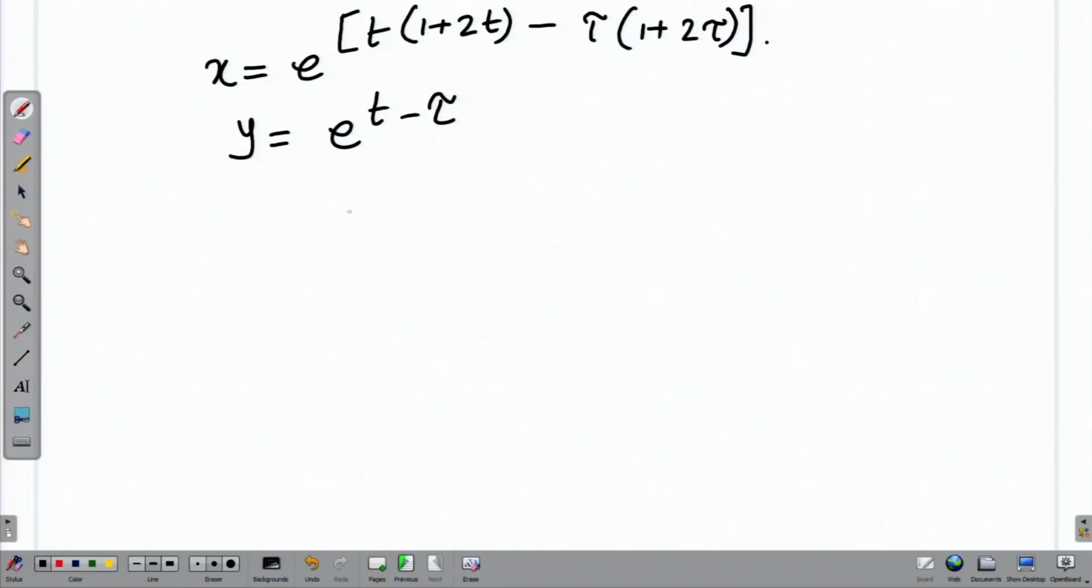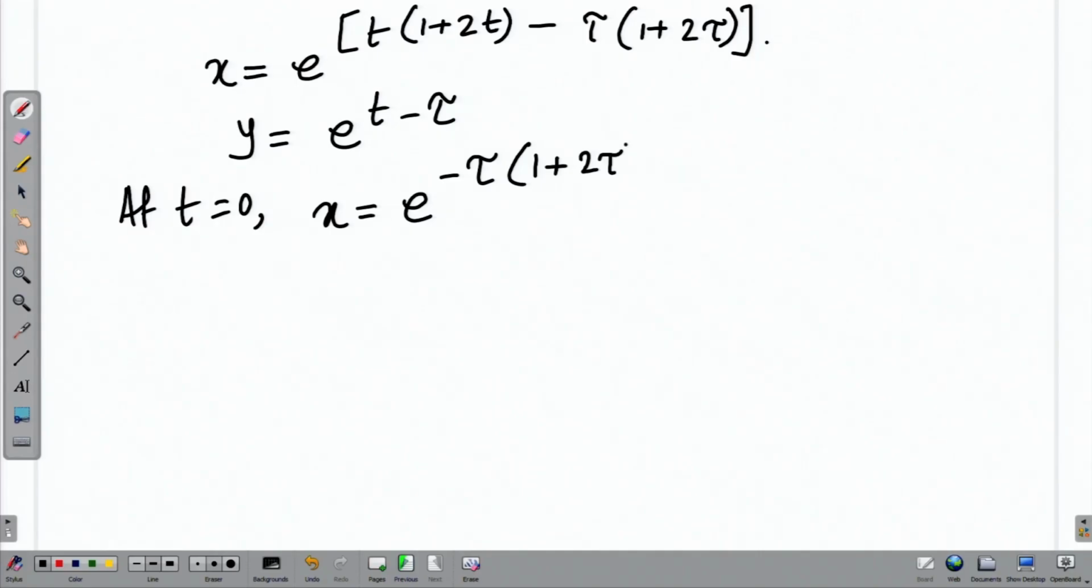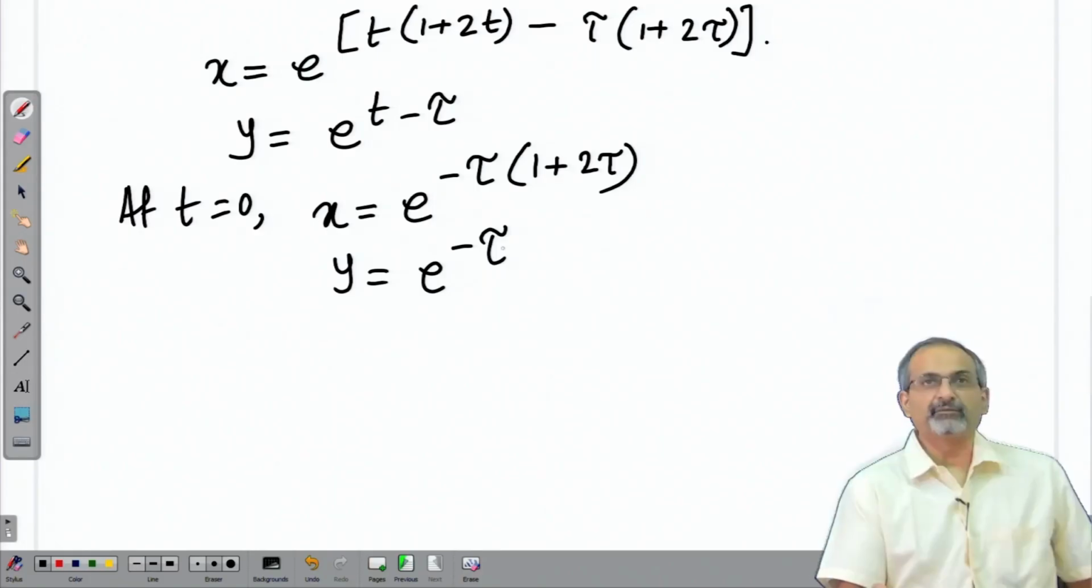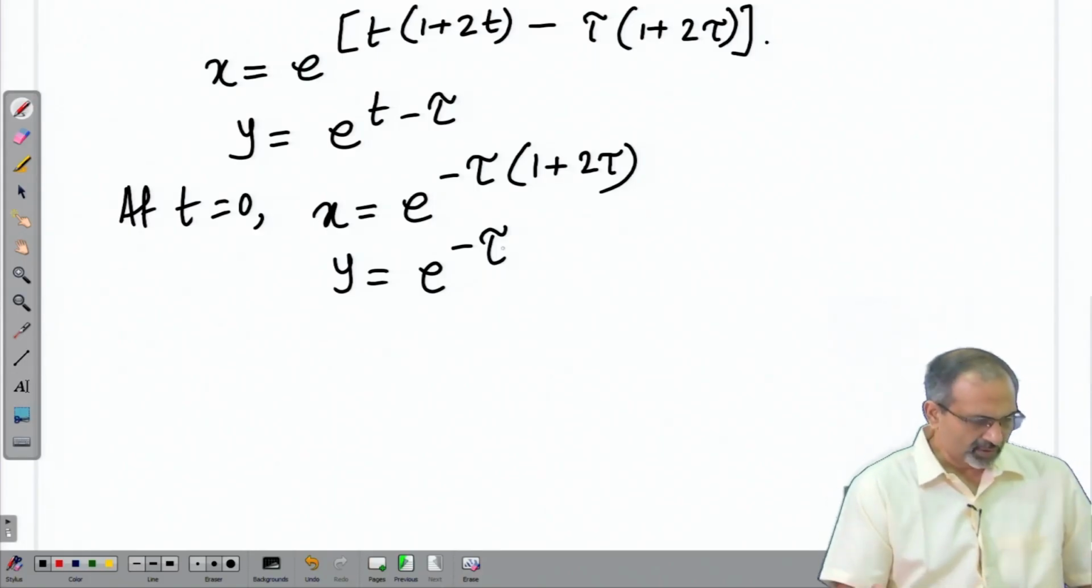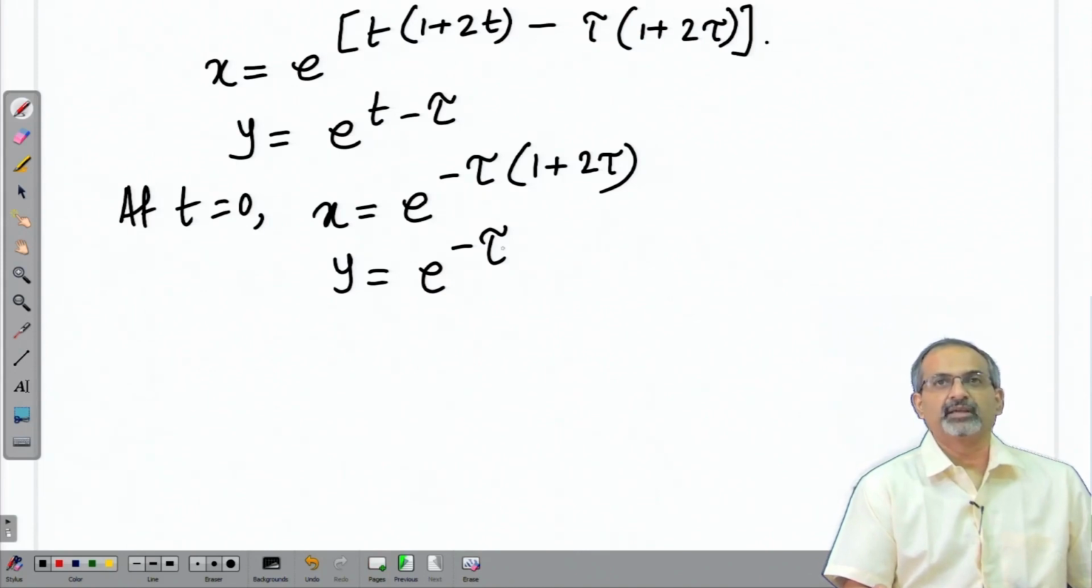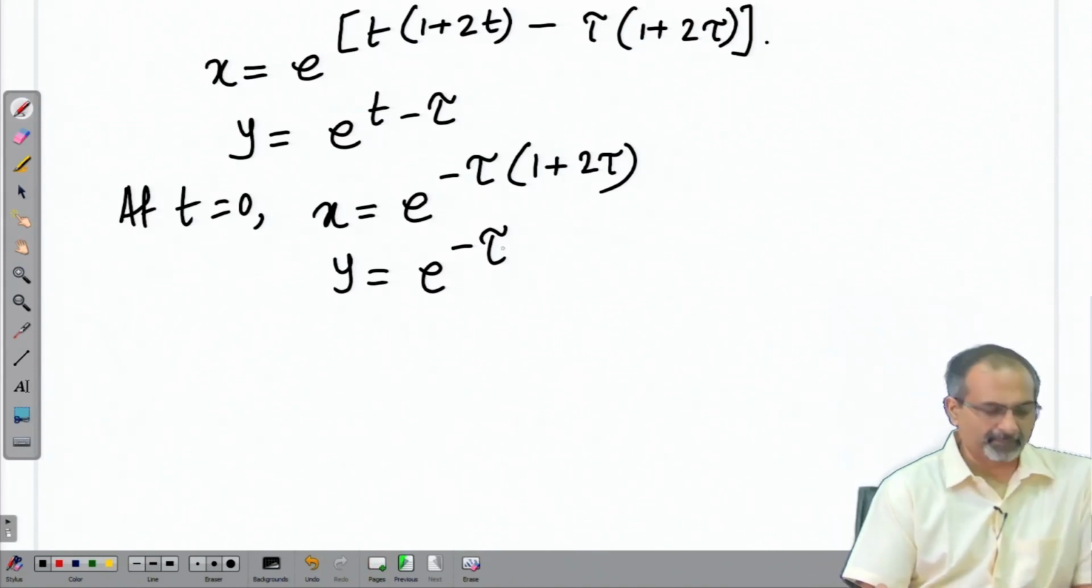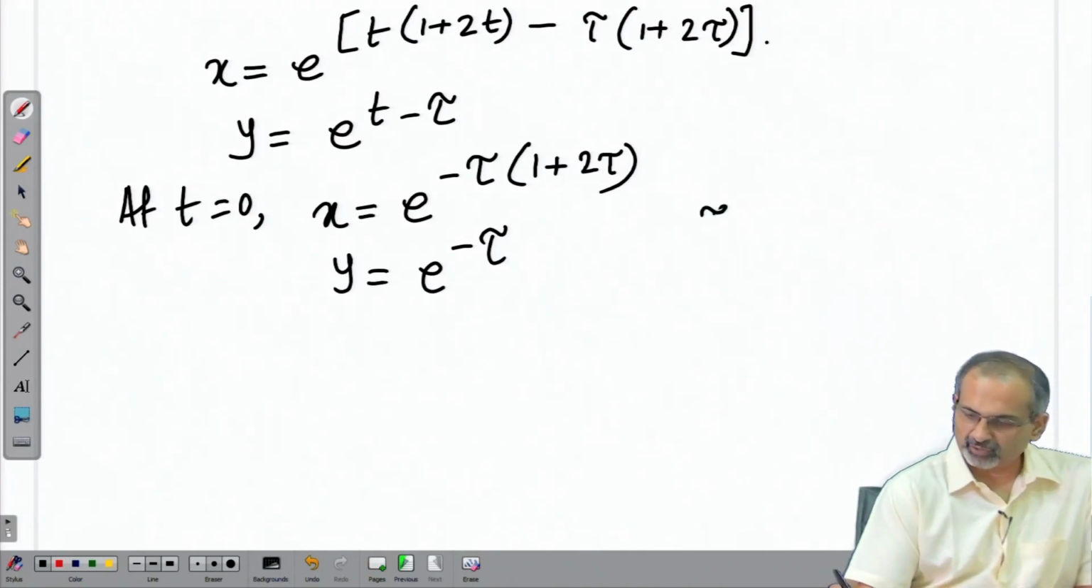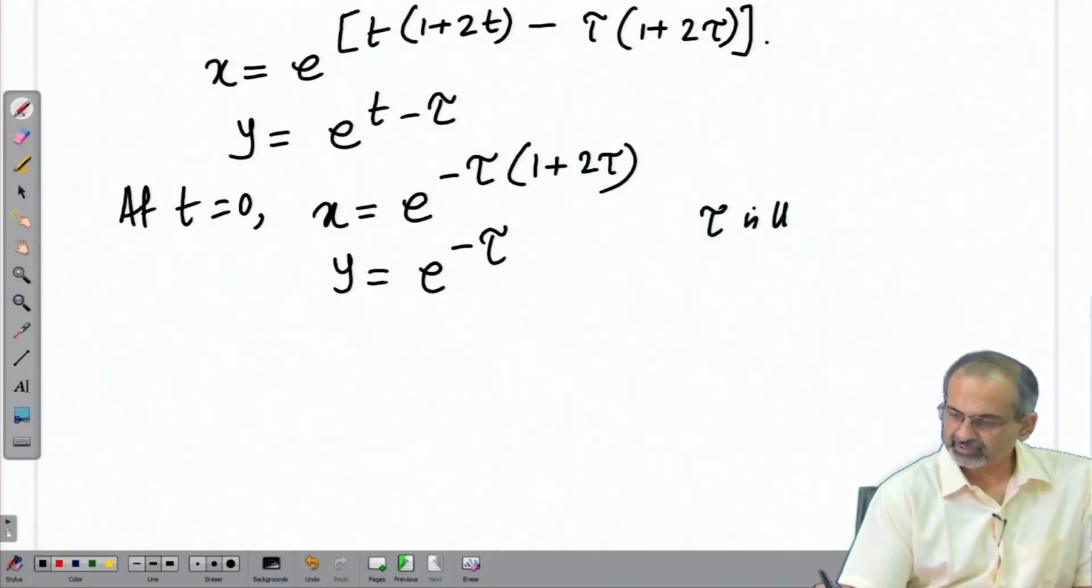Now, at t equal to 0, these above equations will yield what? They will yield x is equal to e to the power of minus tau into 1 plus 2 tau, and y is equal to e to the power of minus tau. So, you have now got parametric equations expressing the coordinates x, y. So, the parameter is tau now. Tau is the parameter.